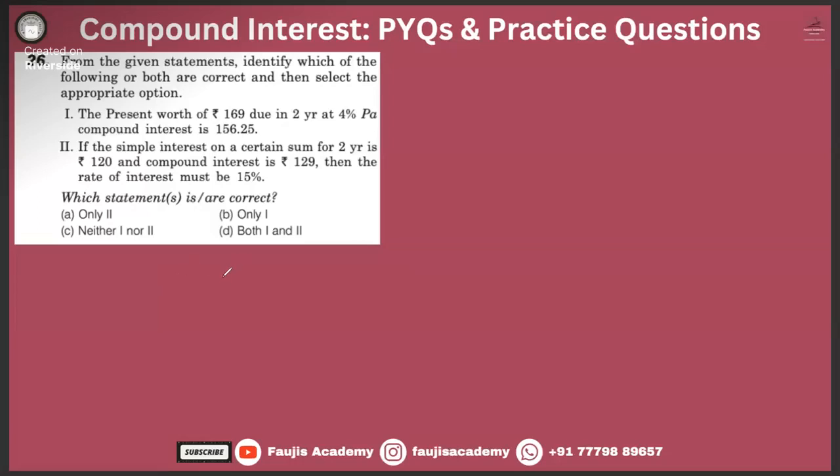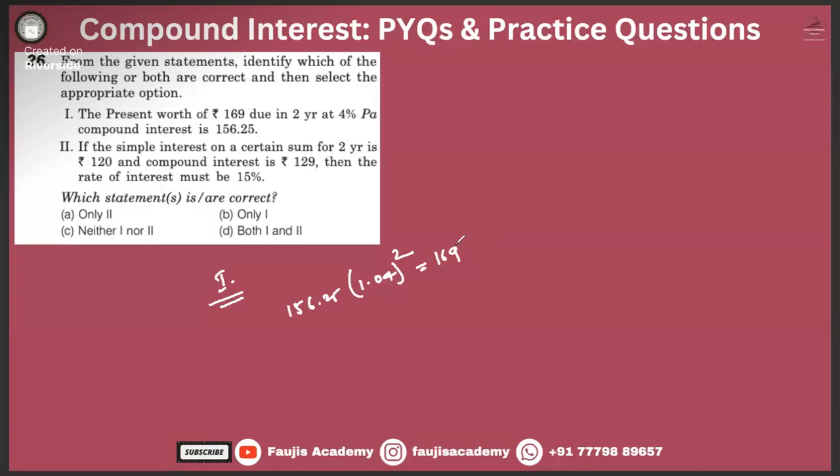So let's take statement one. Statement one is essentially saying that the present worth of 169 is due in 2 years at 4% compounding. So 156.25 is basically increasing at the rate of 4% in 2 years, and it becomes 169. This is what it is saying, right?